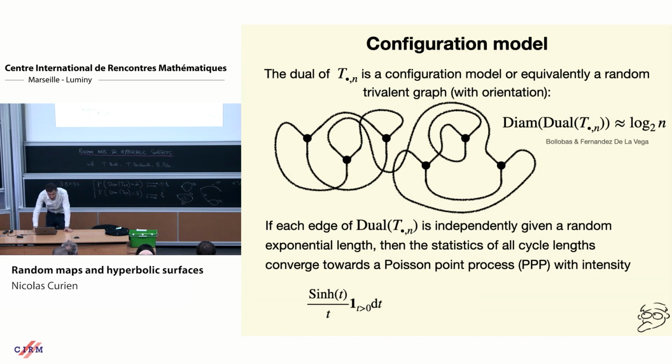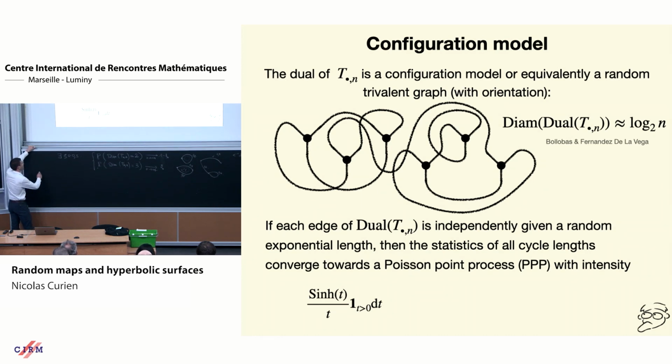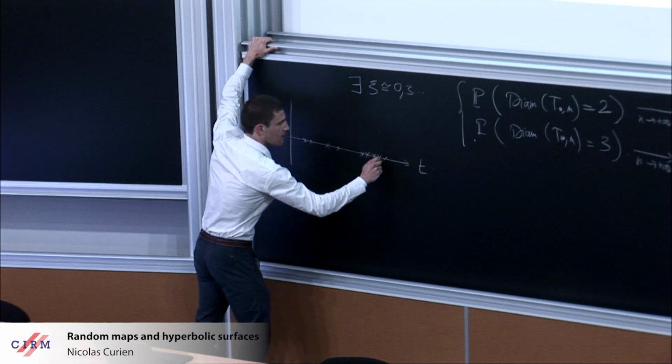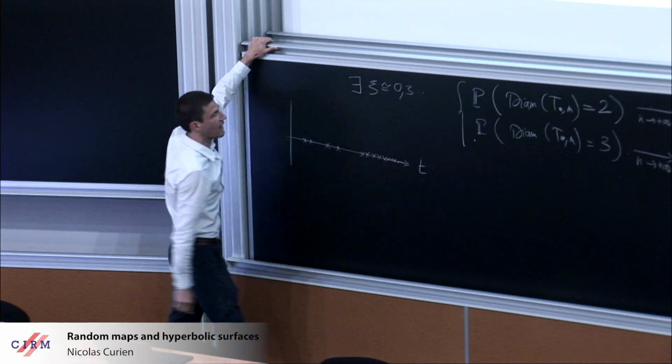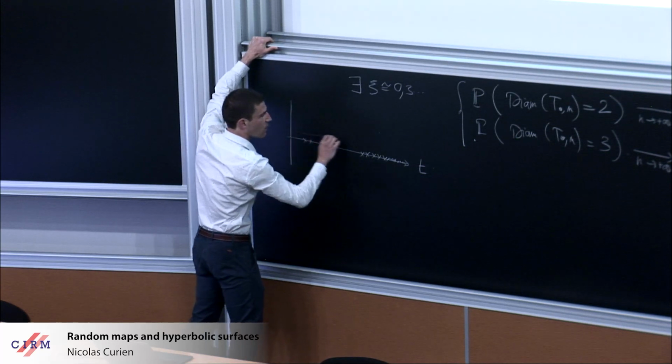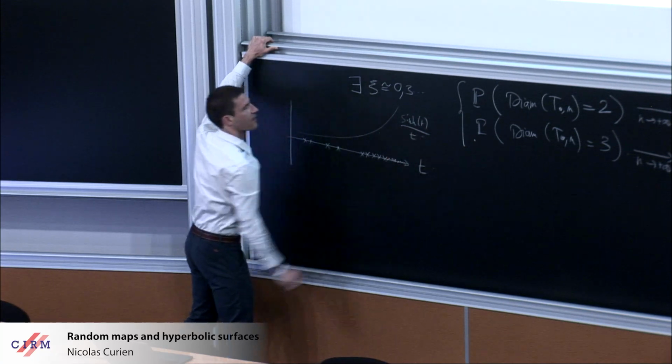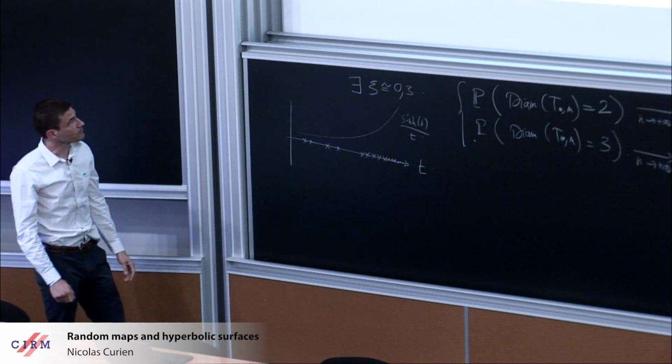Then this converges towards something random, which is called the Poisson point process, with this intensity, sinh t over t, hyperbolic sine. What does that mean? That means that if this is your cycle length, then you will see a few of those lengths here, and more of those here. And the intensity is this intensity function, the hyperbolic sine of t over t. Okay?